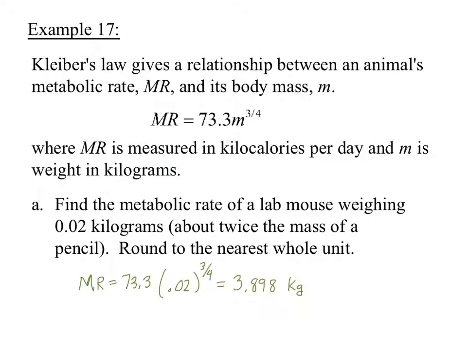So in our application problem, Kleiber's law gives a relationship between an animal's metabolic rate, MR, and its body mass, m. MR is equal to 73.3 m to the 3/4 power, where MR is measured in kilocalories per day and m is the weight in kilograms. It says find the metabolic rate of a lab mouse weighing 0.02 kilograms, round to the nearest whole unit. Okay, and so we put the answer in and we crunch the numbers on our calculator and we get approximately 3.898 kilocalories. And if we round to the nearest whole unit, it's approximately 4 kilocalories.